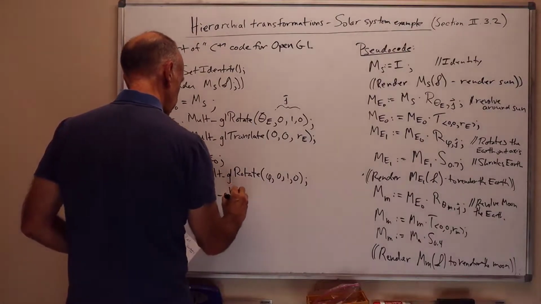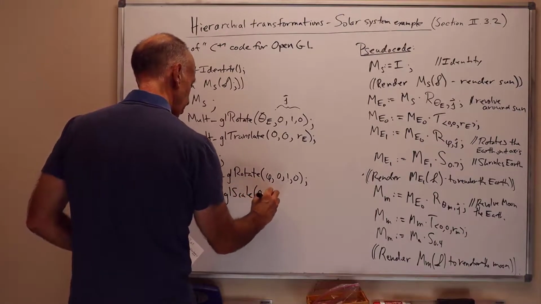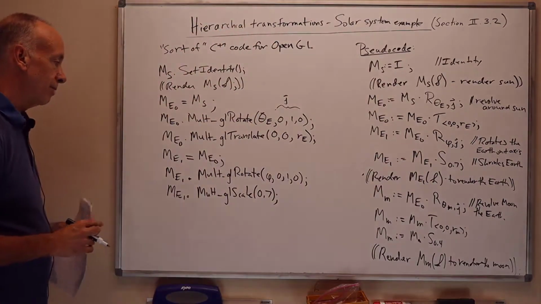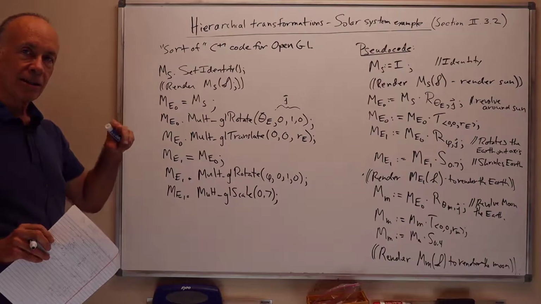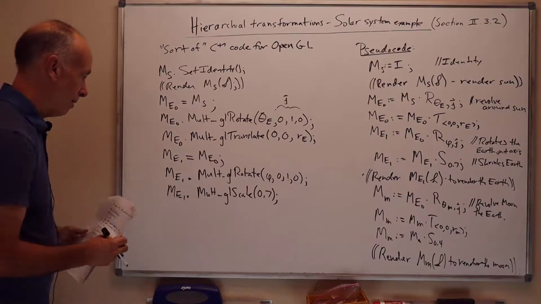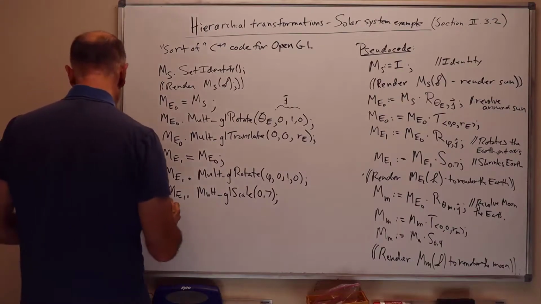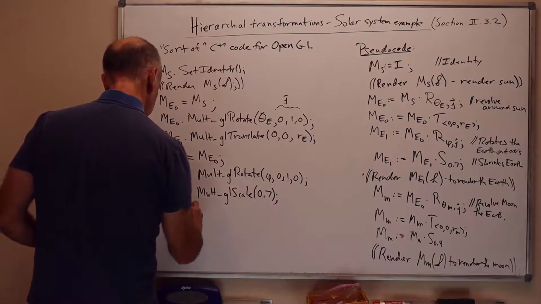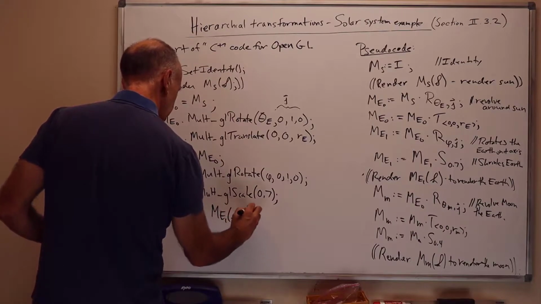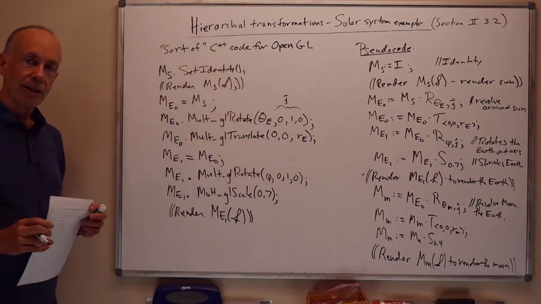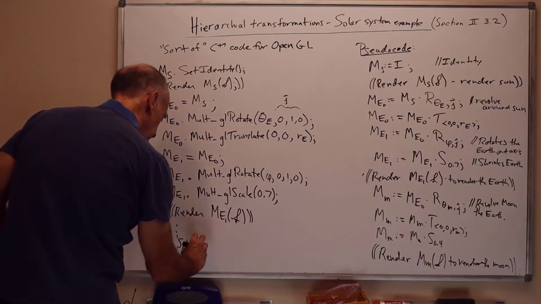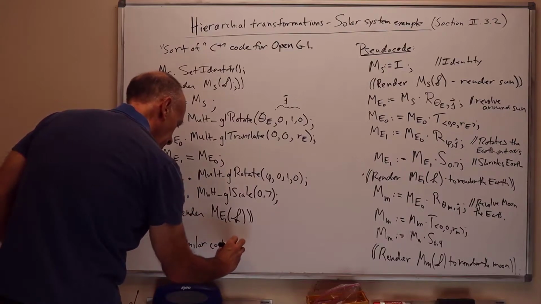mult GL scale 0.7. So this is multiplying by the matrix that scales by 0.7. This is the 4x4 matrix that has zeros everywhere, but the diagonal has 0.7, 0.7, 0.7, 1. The bottom row is 0, 0, 0, 1. And then finally we render the Earth. Render M sub E1 of S. In other words, we render the unit sphere using M sub E1 as the model matrix, or the model view matrix. And then we do something similar for the Moon. Similar code for the Moon.